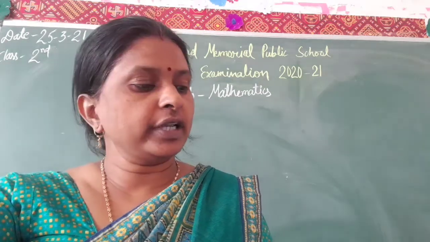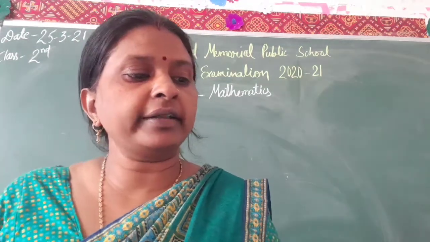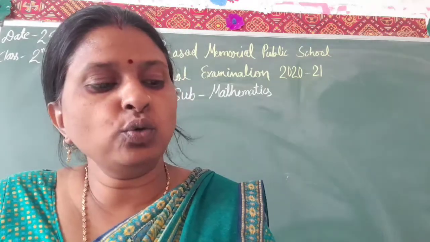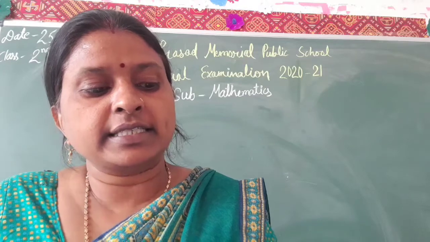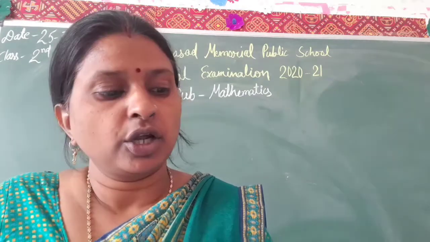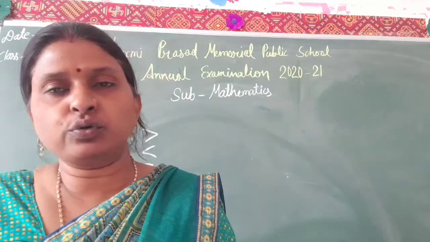Our next question is question number 9. Write the expanded form. Write it in expanded form like 268. How can we write 200 plus 60 plus 8? You have to write all 4 questions.